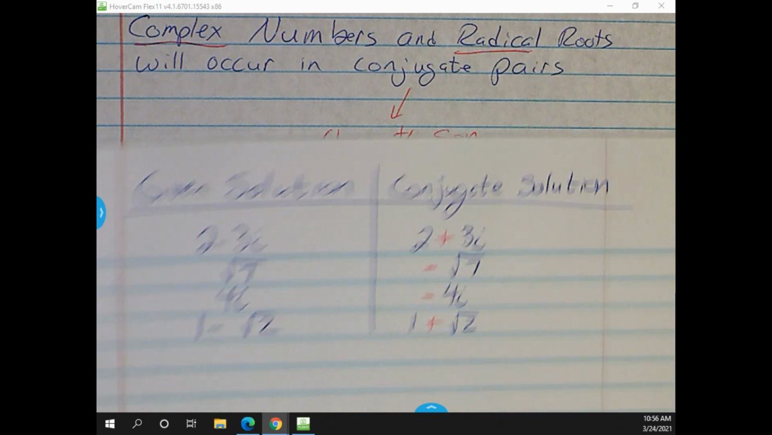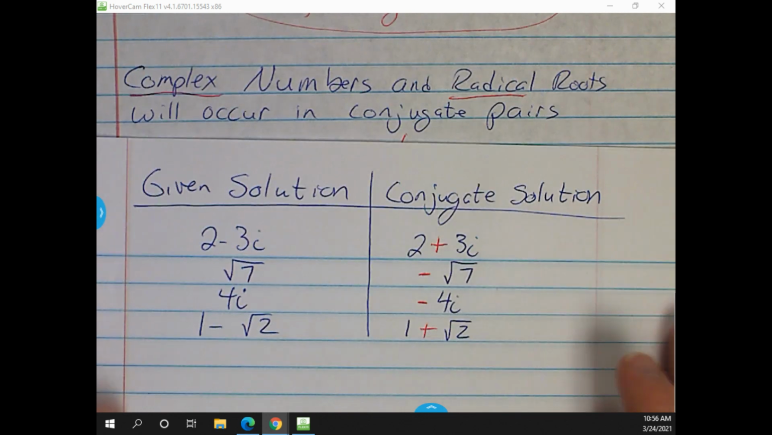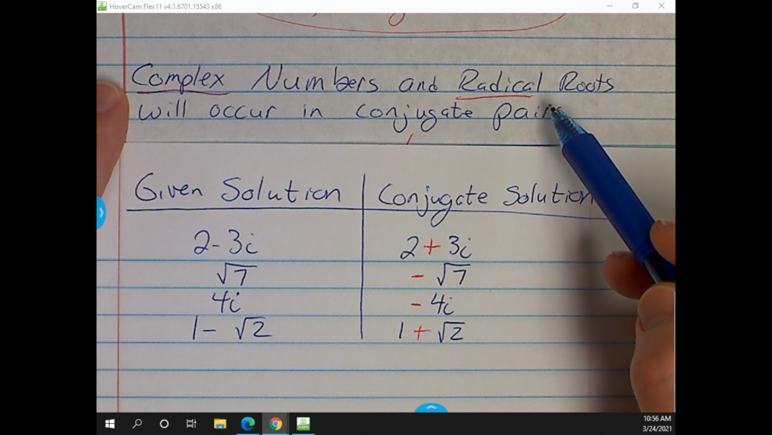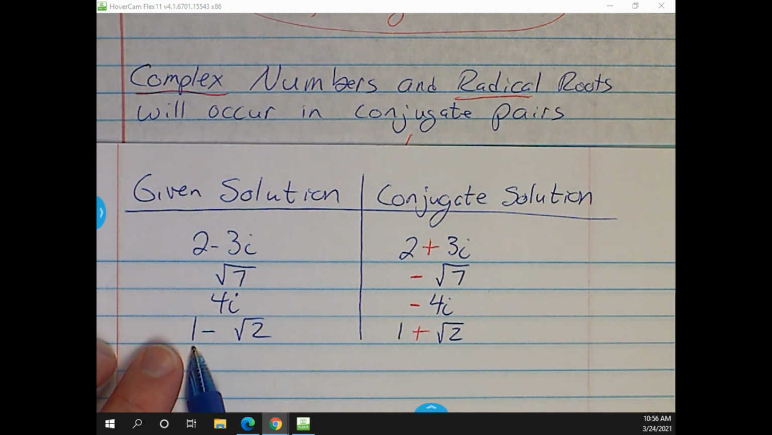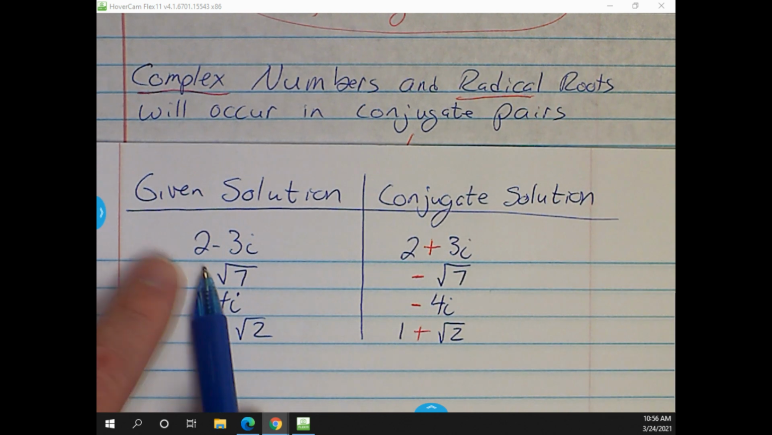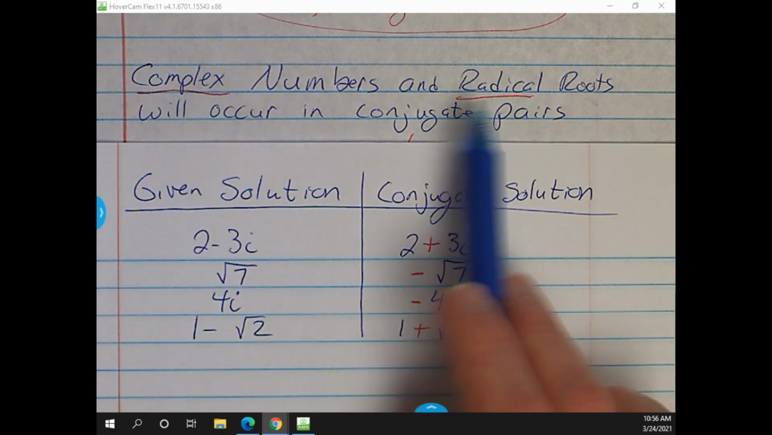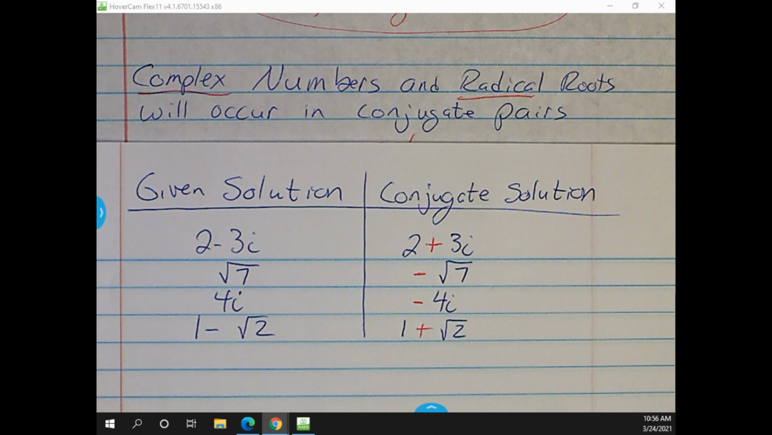Okay. But the main thing on this one is that it's only the complex numbers or the radical numbers that are going to do that. If it's a real number, like when you have 1 that's here, you don't change that one. The real number here was 2. We didn't change that one. You only change either the complex part or the radical part. You don't change the real number part because it stays like it is.